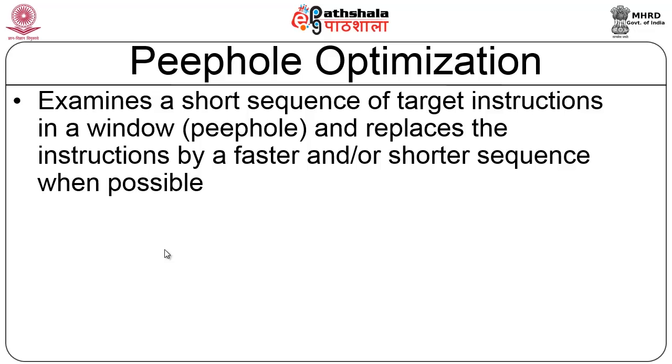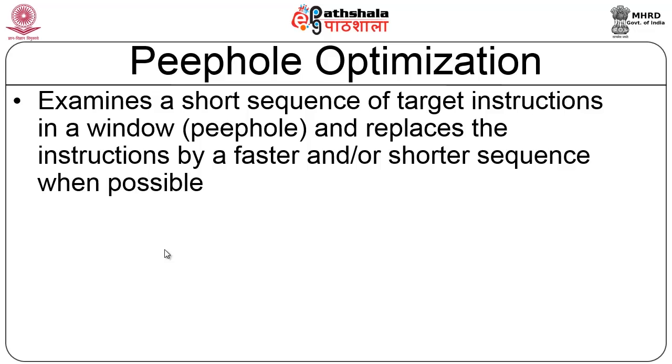Now, peephole optimization is a classic technique where we observe a short sequence of target instructions. This short sequence is typically looked at through a window, therefore it is called a peephole. It is very much local, in the sense that it is not even with respect to one particular basic block, it is with respect to only a sequence of 4 or 5 instructions. Within those instructions, how much optimization is possible.